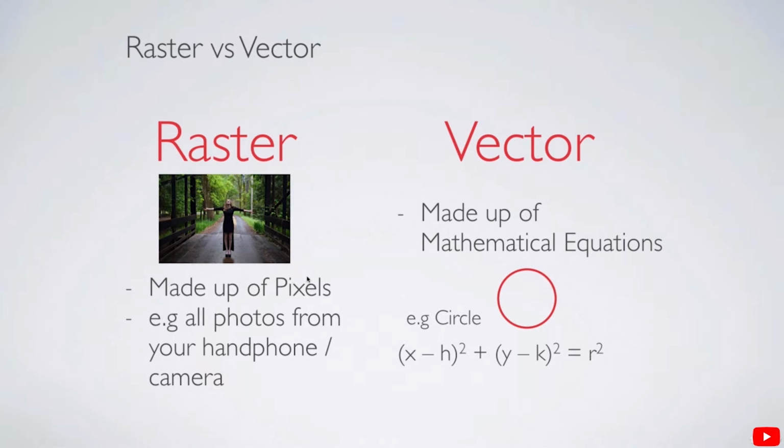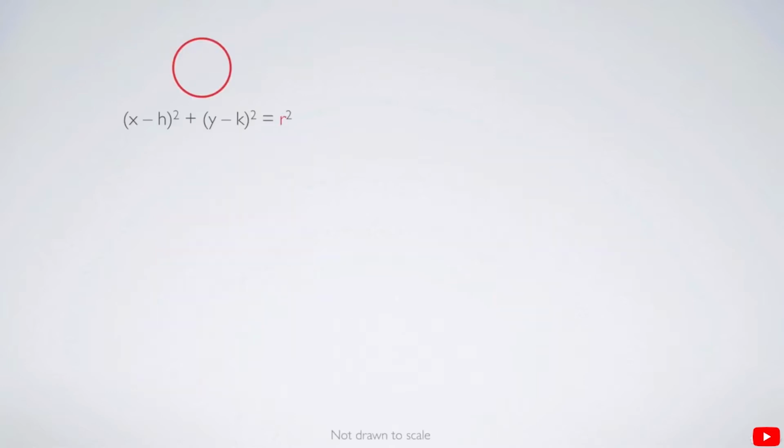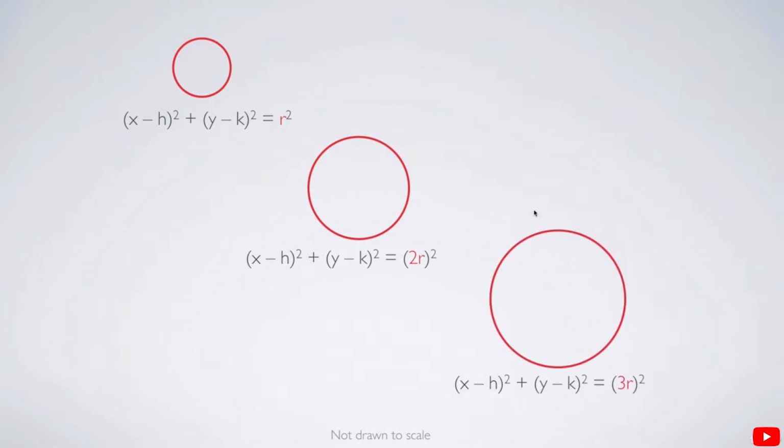On the other hand, there will be no loss in quality when we enlarge vectors, as we are simply changing the equation. A vector will always look sharp and crisp no matter how much you scale it up. However, for more complicated images, we aren't able to use vectors, as there's no such mathematical equation which can represent them. Hence, our photographs are always in raster format.